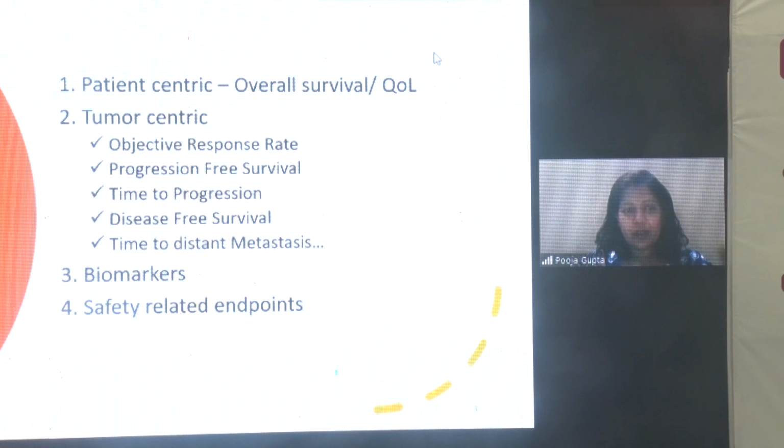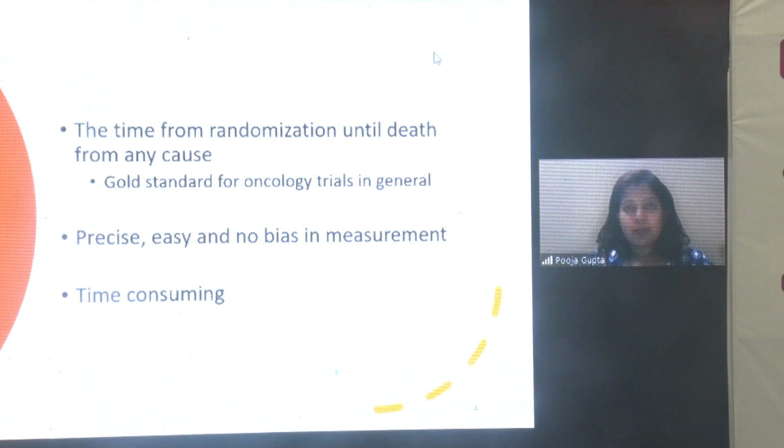In terms of cancer clinical trials, the endpoints are usually divided into a patient-centric endpoint, which reflects ultimate clinical benefit to the patient, or a tumor-centric endpoint, which is a kind of surrogate marker for the clinical benefit. Then there are biomarkers and safety-related endpoints as well. In terms of patient-centric endpoints, overall survival is considered the gold standard for oncology clinical trials.